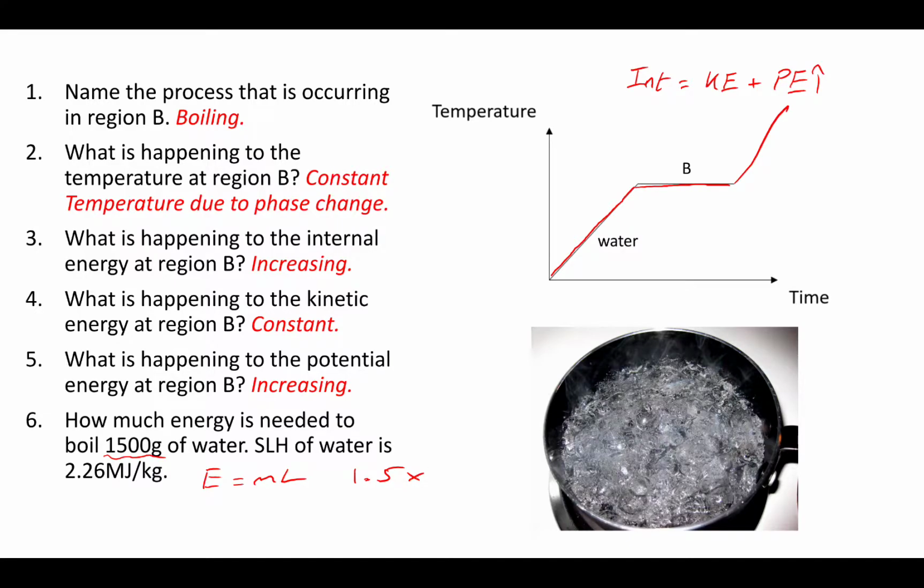2,260,000. Or, because it's mega, which means million, you could write 2.26 times 10 to the power of 6, which is the same thing. I've just multiplied it. You can multiply it by a million on your calculator and it'll probably give you that number anyway. And then just times that by the mass. So that will give you an energy of 3.39, or 3.4 megajoules, or 3.4 million joules.